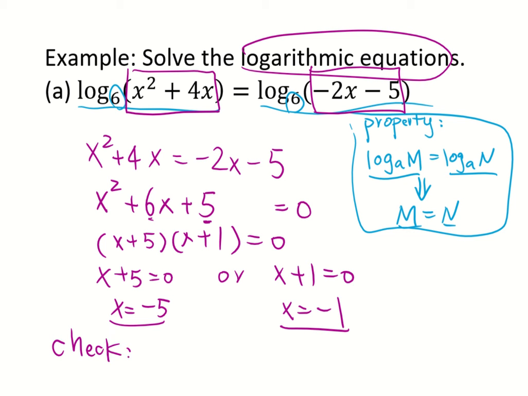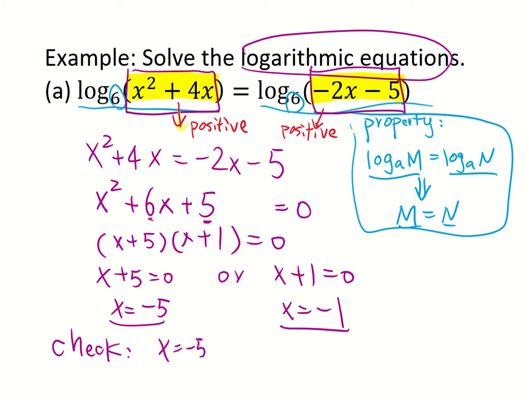So what do we need to check? We want to check if the x we get here will make each argument positive in the original equation. In other words, we want to make sure x squared plus 4x is positive. Also, negative x minus 5 is positive because that is the domain for a logarithm. First, let's check for x equals negative 5.